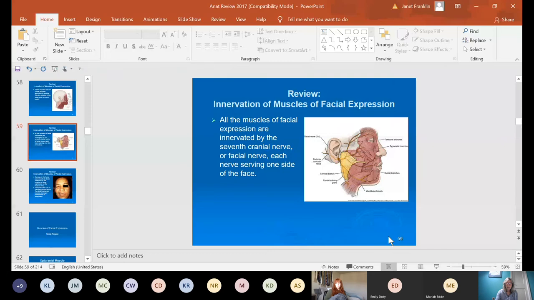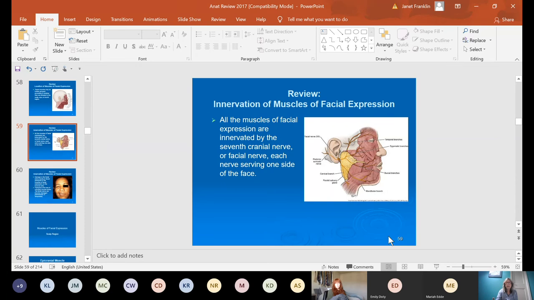All of the muscles of facial expression are innervated by the seventh cranial nerve or facial nerve, each nerve serving one side of the face. So the nerve comes off of the brain. It passes through the hard skull, through the stylomastoid foramen back here, and then it's going to travel along the surface of the skin up into the facial area where it's going to innervate the muscles of facial expression. There's one on each side of the skull. So they come off the brain and pass through the stylomastoid foramen on both sides, and they continue to travel up the face and innervate the side that they're on.